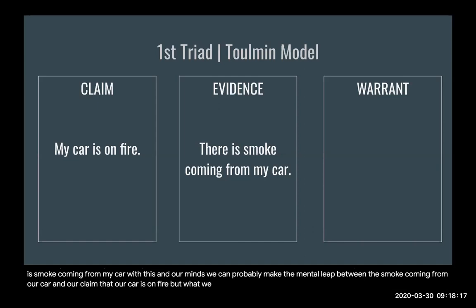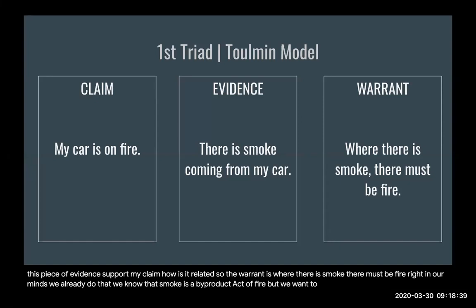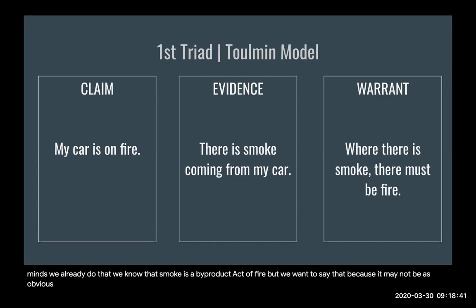But what we want to do is clearly state the connection between the two. Why does this piece of evidence support my claim? How is it related? So the warrant is where there is smoke, there must be fire. Right? In our minds, we already do that. We know that smoke is a byproduct of fire, but we want to say that because it may not be as obvious to our audience, and our claim may not be as clear as trying to convince someone that our car is on fire. So we need to have our claim, our evidence, our warrant.